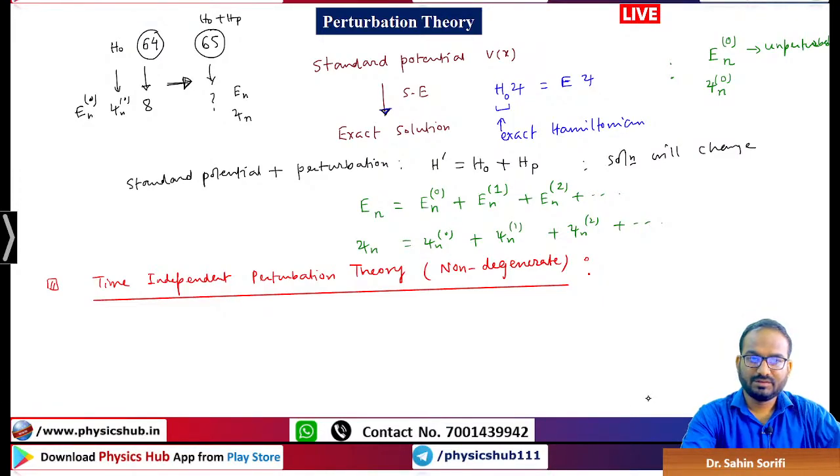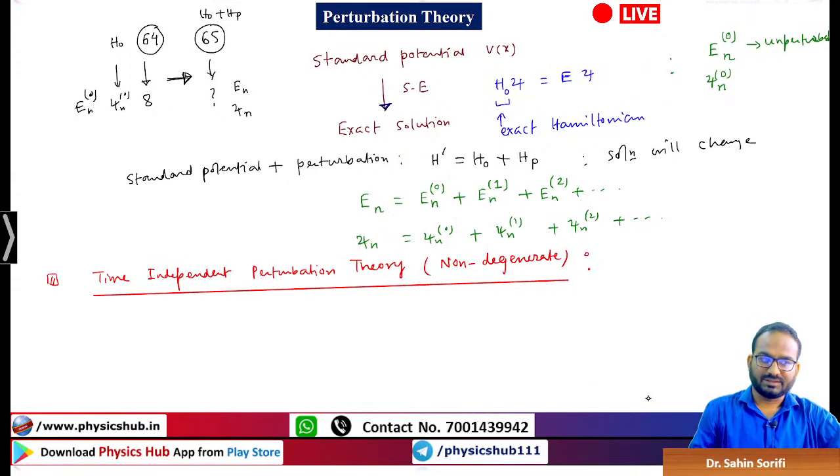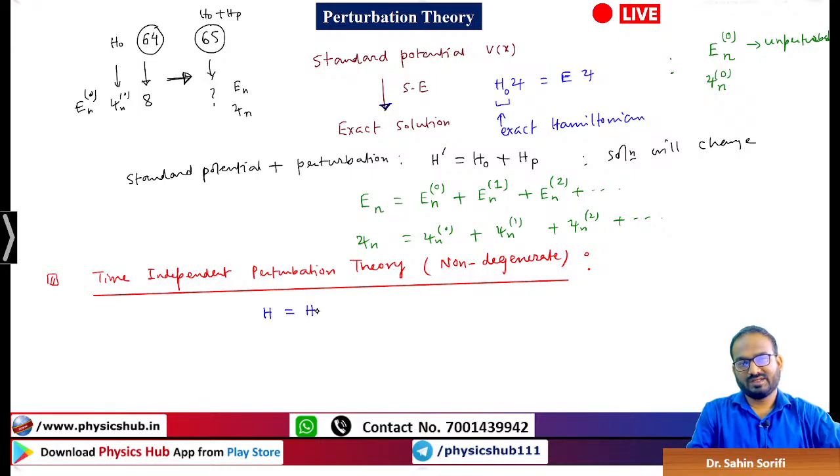Okay, so let's focus on time independent perturbation theory, non-degenerate. As I told you, here the new Hamiltonian will be the sum of the exact Hamiltonian plus the perturbation. This is your exact Hamiltonian and this is the perturbation. Obviously it is basically some small amount of energy. Okay, so you can imagine it as some kind of small influence.